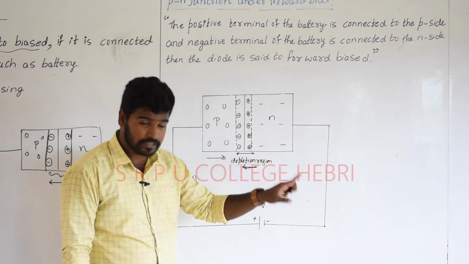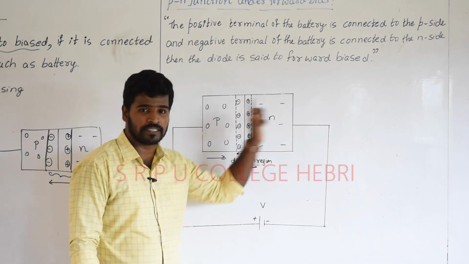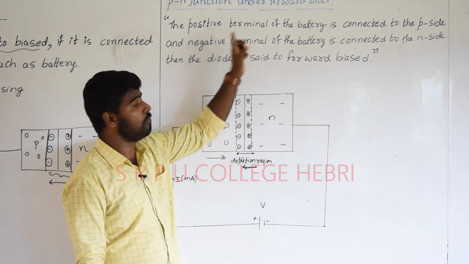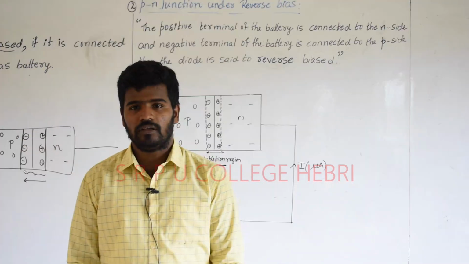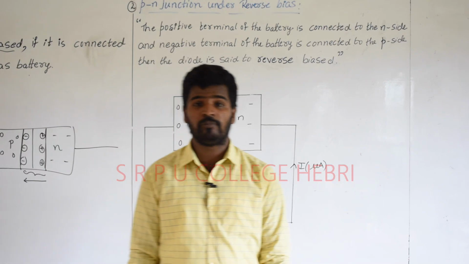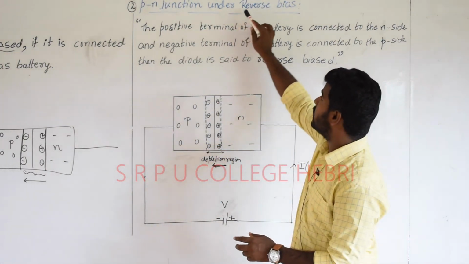And in that case, the charge carriers easily move from the N side to the P side as well as from the P side to the N side. This is all about the PN junction diode under forward bias. Is it clear? Yes, the second type of biasing will be the PN junction reverse biased. PN junction under the reverse bias.